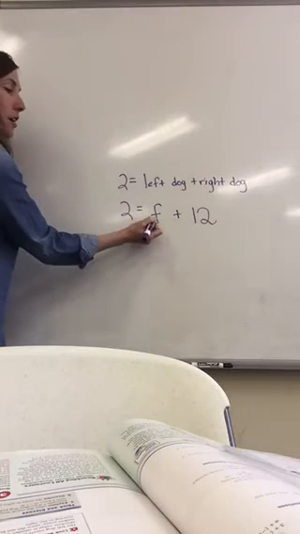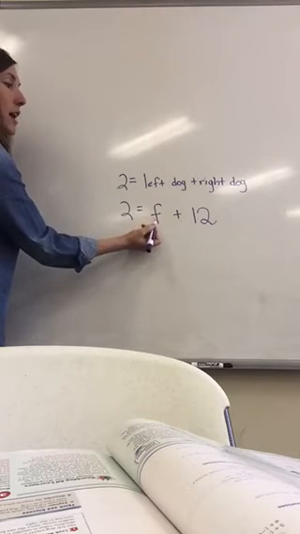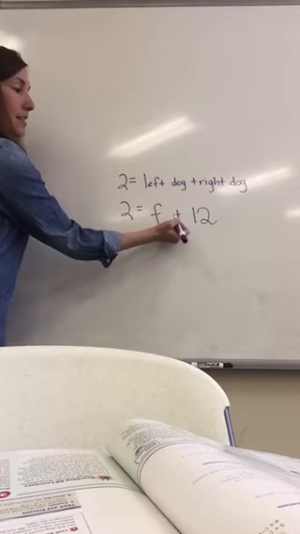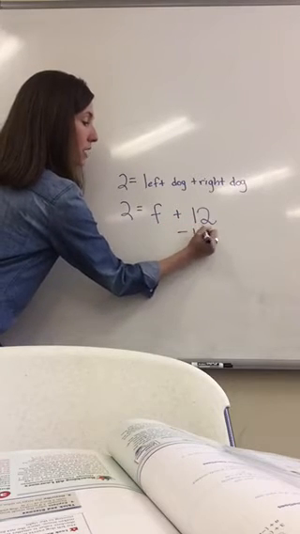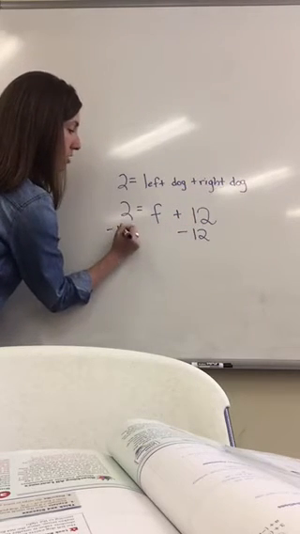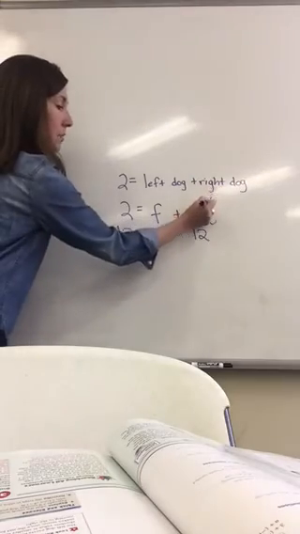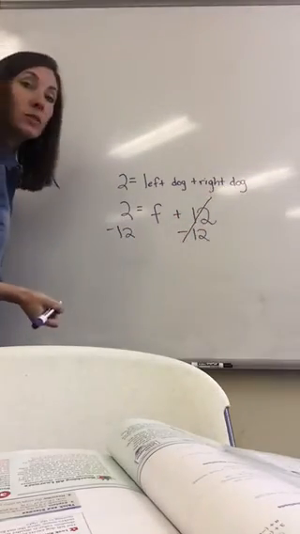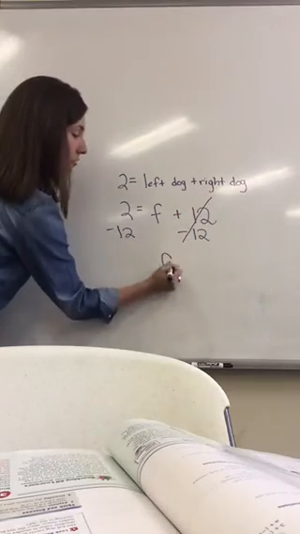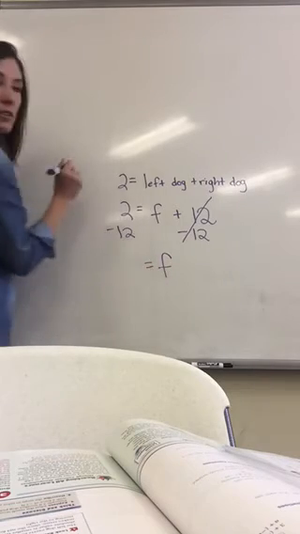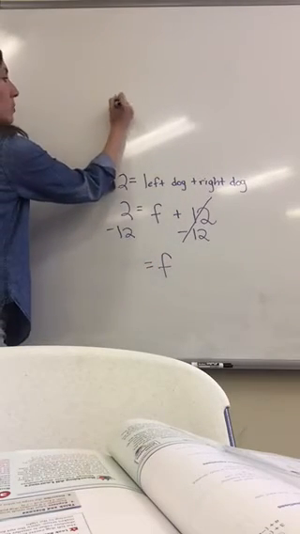So let's isolate our variable. We're going to do that by doing the opposite of whatever's here. This is plus 12, so we're going to say minus 12. Whatever we do to one side of the equation, we must do to the other. Plus 12 minus 12 equals 0. So F is equal to 2 minus 12. Now let's go up here and work that.